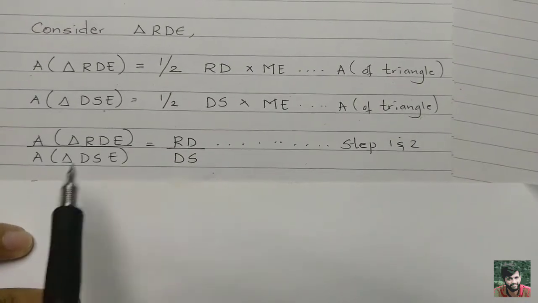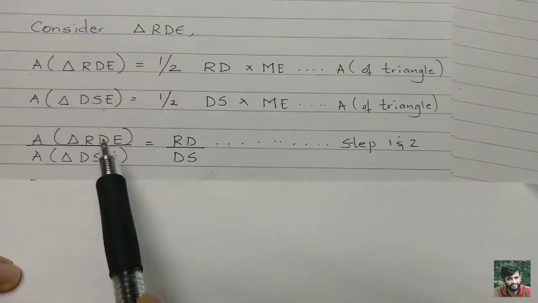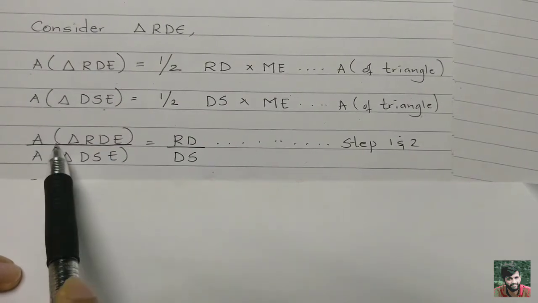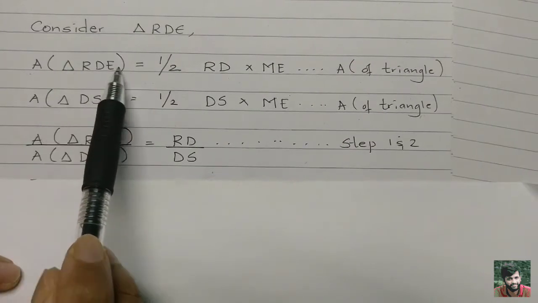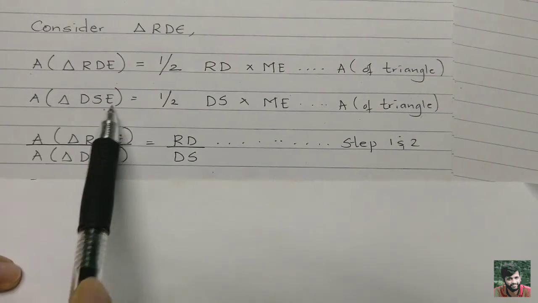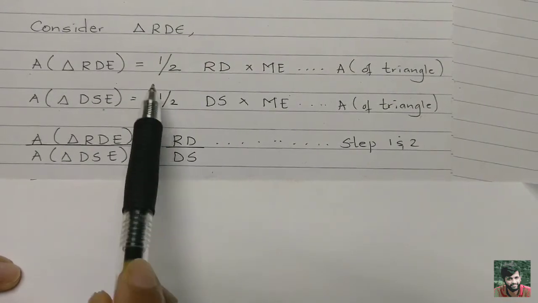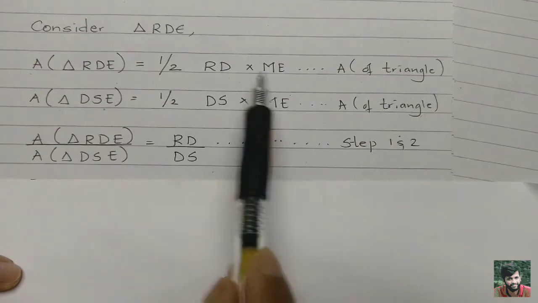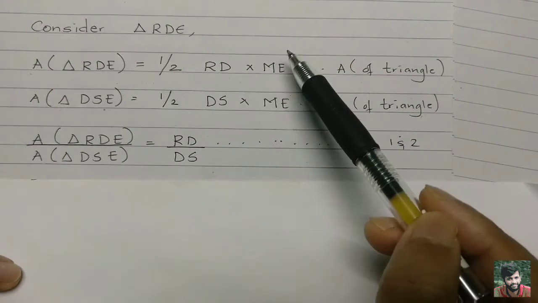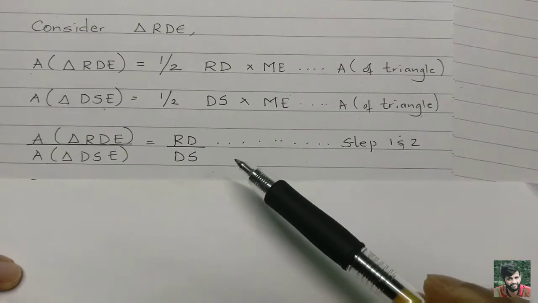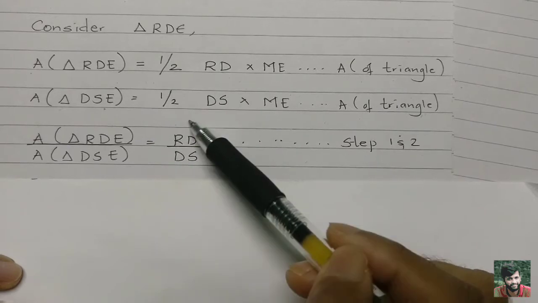In the third step, what I'm doing is I'm taking the first 2 steps and writing them one below the other with an upon sign. So I've taken area of triangle RDE upon area of triangle DSE is equal to, now if I'm trying to divide this, this half and this half will get cancelled, ME and ME will get cancelled, and what will remain is RD upon DS, which is written over here.